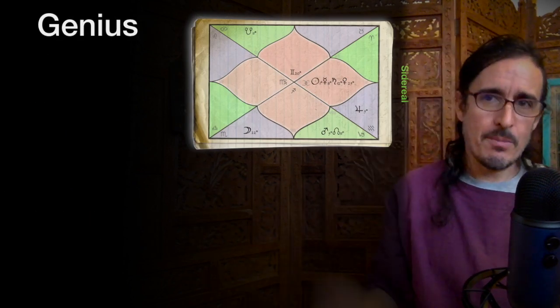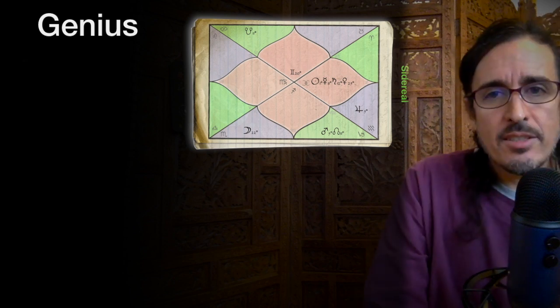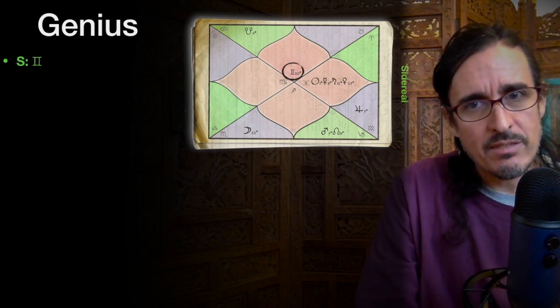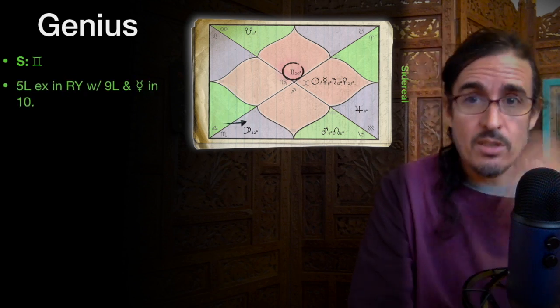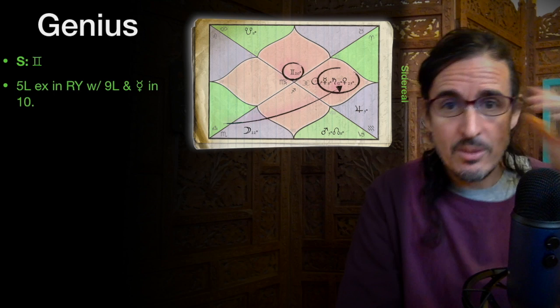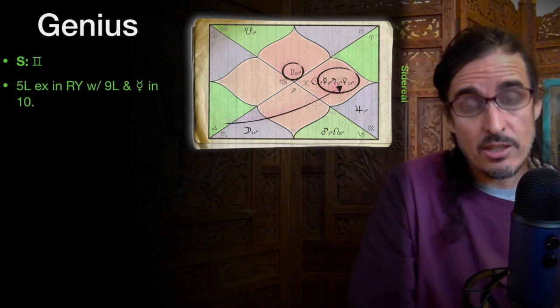Okay, so now let's talk about his scientific genius. Sidereal chart's got Gemini. We're off to a good start. Gemini ascending. And the sidereal chart's got the 5th lord exalted. So we're off to a great start. Right? It's got Gemini and an exalted 5th lord.